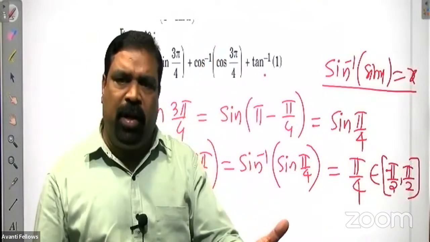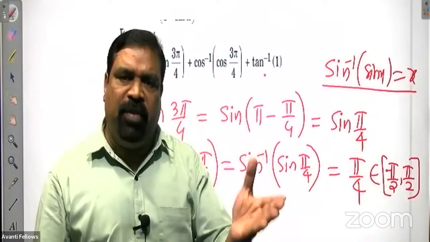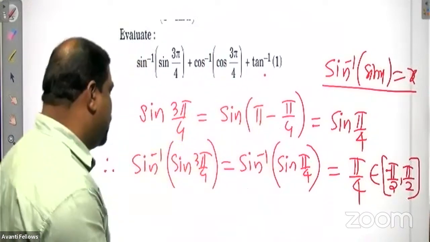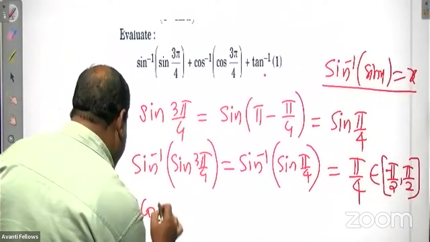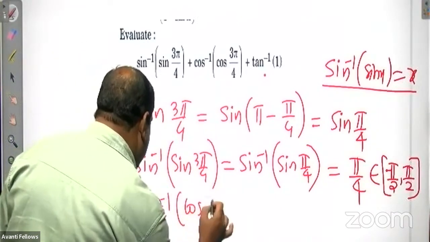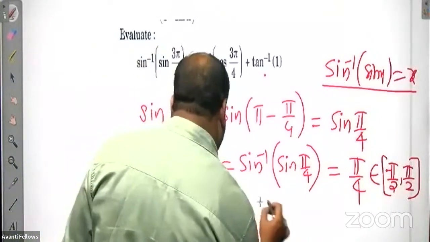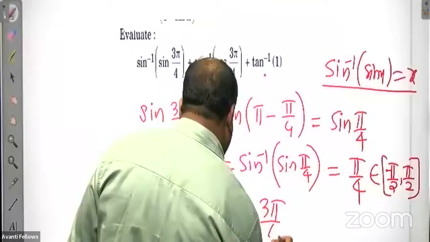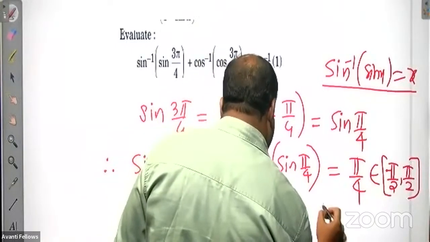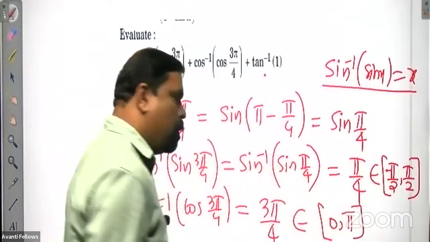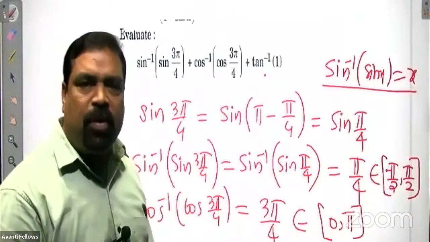So it is less than 180. So it is in the principal value branch of cos inverse x. So directly we can apply the property. There is no need of any simplification for that. So cos inverse of cos 3 pi by 4 is the same as 3 pi by 4, because 3 pi by 4 belongs to the principal value branch of cos inverse.